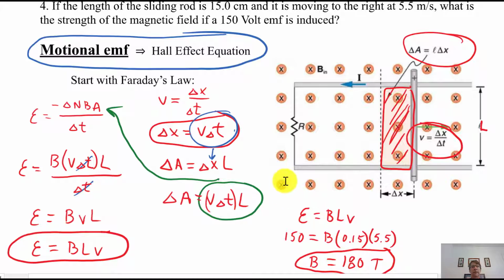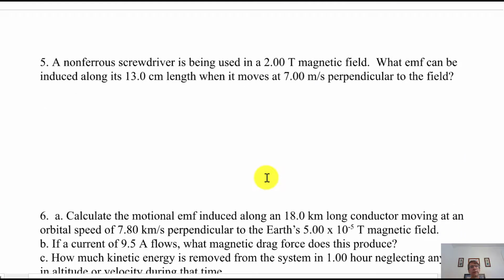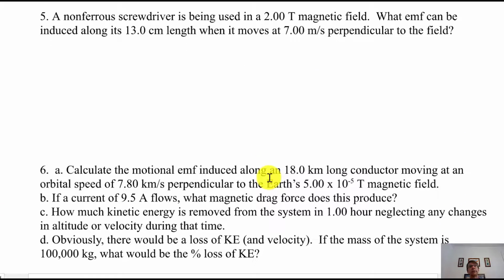Okay, next example. You have a non-ferrous screwdriver. In other words, it's not iron or nickel, a non-magnetic screwdriver. It could be aluminum. The shaft of the screwdriver is aluminum. It's another one of these. It's pretty much straight substitution. We have the EMF equals BLV, and so we're looking for the EMF. It tells you the B, so this is pretty easy.